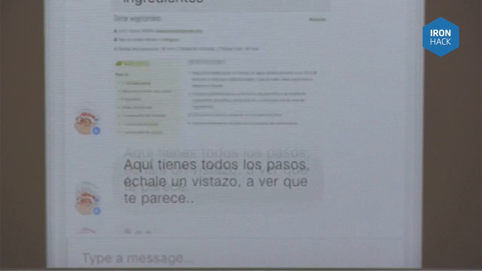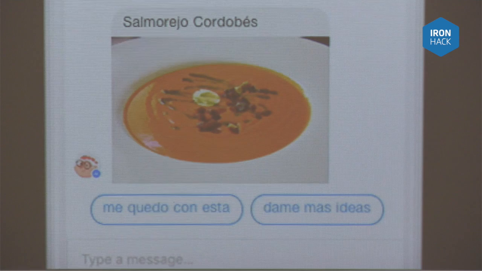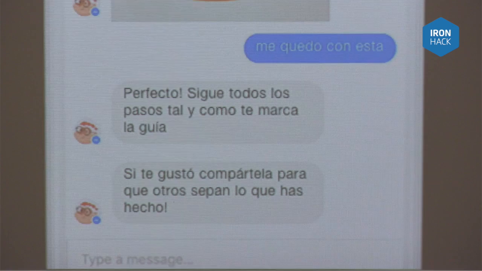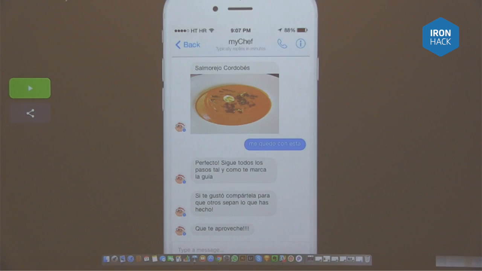So now it shows you a photo, link, and other recipes if you don't like the first one. And at the end, you can share or put it in favorites or whatever. That's the prototype.